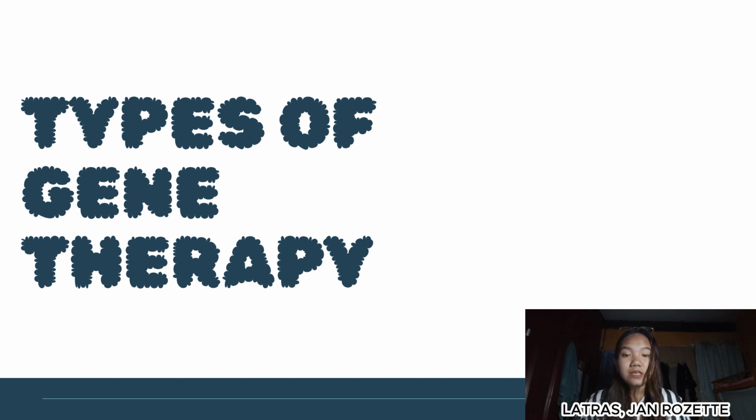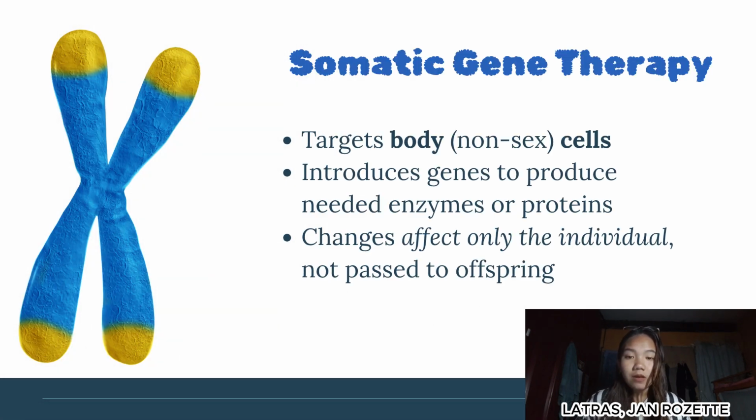Following through, let's discuss the types of gene therapy. First is the somatic gene therapy. Somatic gene therapy is a medical treatment that introduces genetic material into a person's somatic cells or body cells to treat diseases. Somatic cells are non-reproductive cells like liver, lung, bone marrow, and muscle cells.